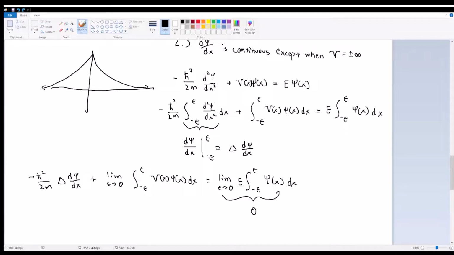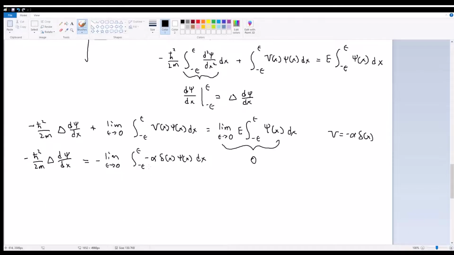However, this is where the unique case comes in, because remember, v is equal to negative alpha multiplied by a Dirac delta of x. So if we write this out, negative h bar squared over 2m delta d psi by dx is, and I'm going to move this around to the other side, equal to negative the limit as epsilon goes to 0, integral from negative epsilon to positive epsilon, of negative alpha times Dirac delta of x times psi of x dx.